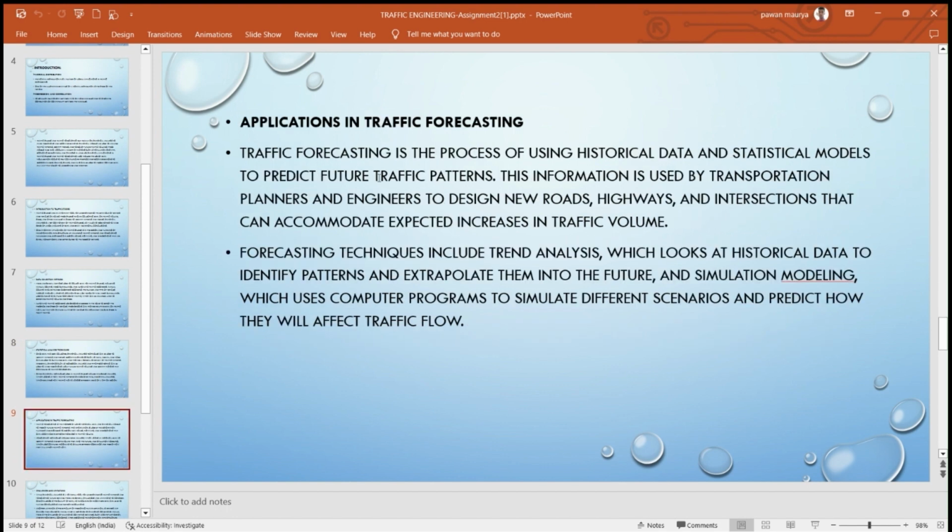Application in traffic forecasting. Traffic forecasting is a process of using historical data and statistical models to predict future traffic patterns. This information is used by transportation planners and engineers to design new roads, highways, and intersections that can accommodate expected increases in traffic volume. Forecasting techniques include trend analysis, which looks at historical data to identify patterns and extrapolate them into the future, and simulation modeling, which uses computer programs to simulate different scenarios and predict how they will affect traffic flow.